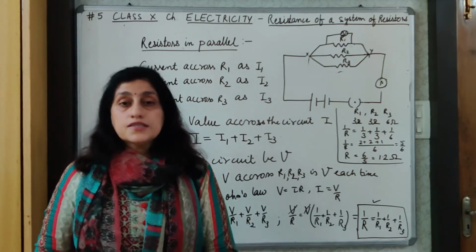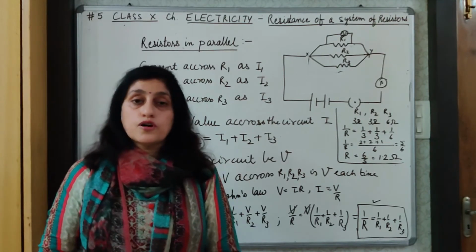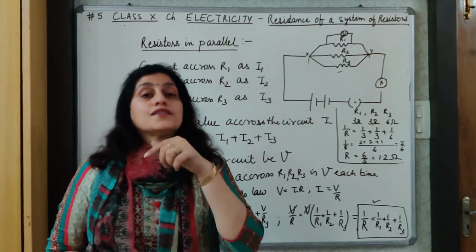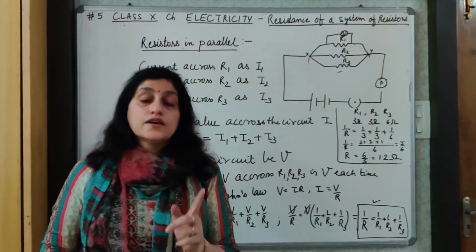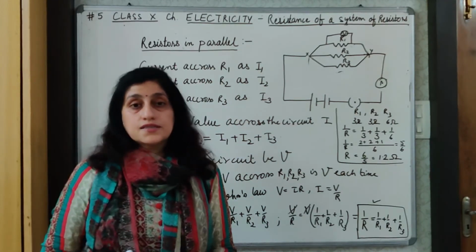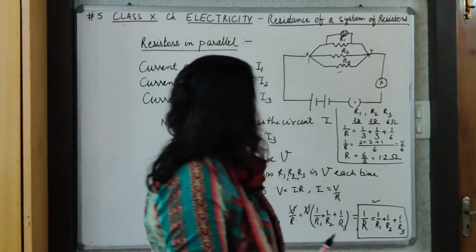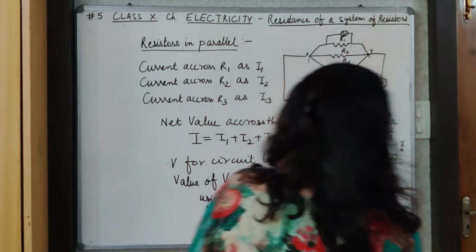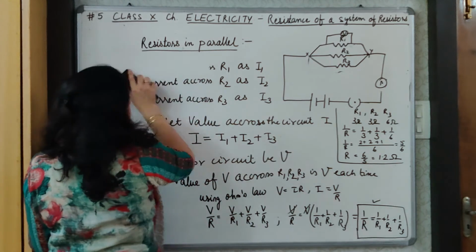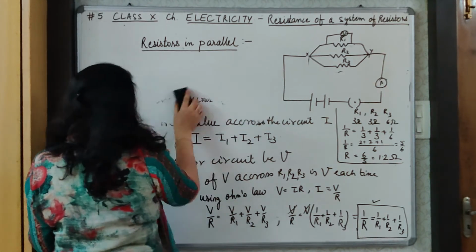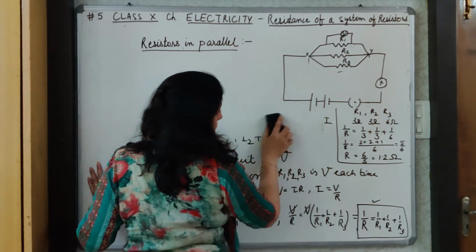While in series combination, the net resistance of a combination is always greater than the largest resistance. We will take one numerical for reference, and quickly I will take one numerical so that you can understand easily any type of numerical you come across.